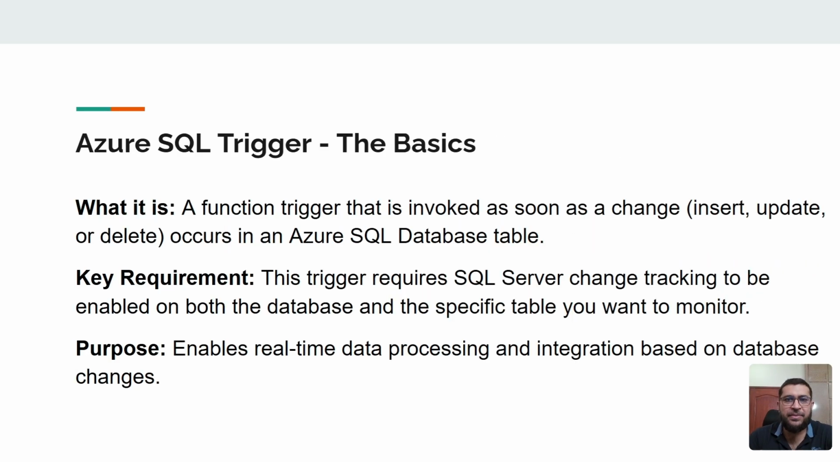The basic of Azure SQL Trigger is a function trigger that is invoked as soon as any change happens in the SQL database, for example insert, update, delete. The key requirement is that this trigger requires SQL Server change tracking to be enabled on the database, and specifically on the table side. I will show you this. You turn on tracking for the database and a table to take advantage of the SQL trigger. The purpose is to enable real-time data processing and integration based on database changes. Whenever anything happens in any table of the database, you can trigger this Azure function.